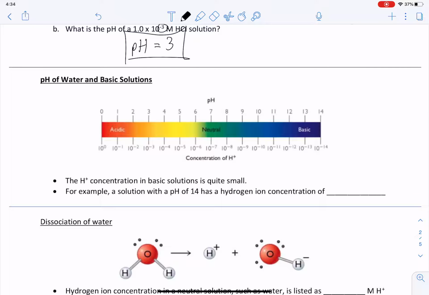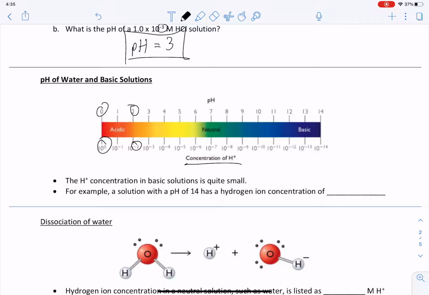All right, so now we're going to talk about the pH of water and basic solutions and how those are tied together. So looking at this illustration here, we can see, again, if we pay attention to the pH of the number and the hydrogen concentration in them, we can see that they're directly related, right? pH of 2, exponent negative 2, all the way from 0 to 14.